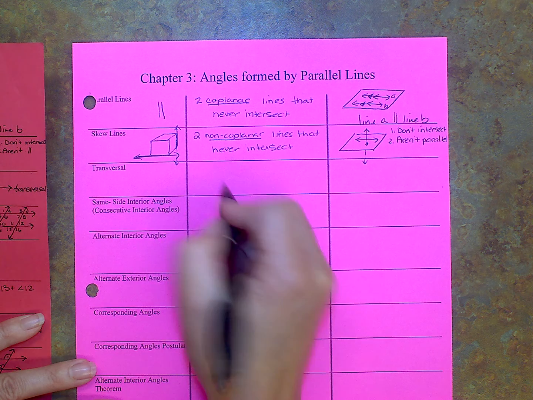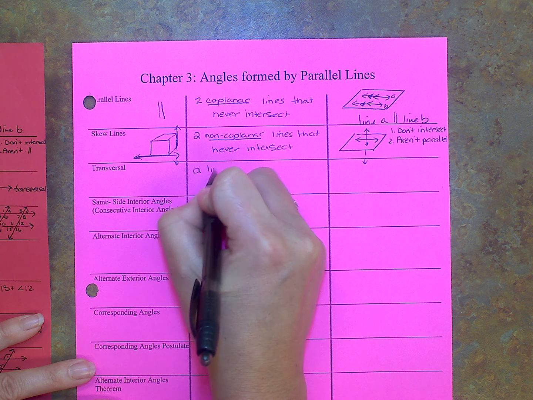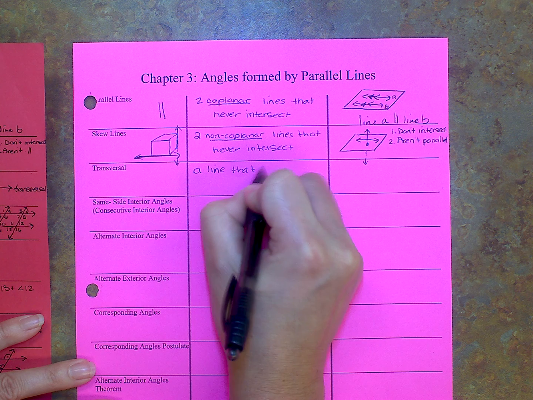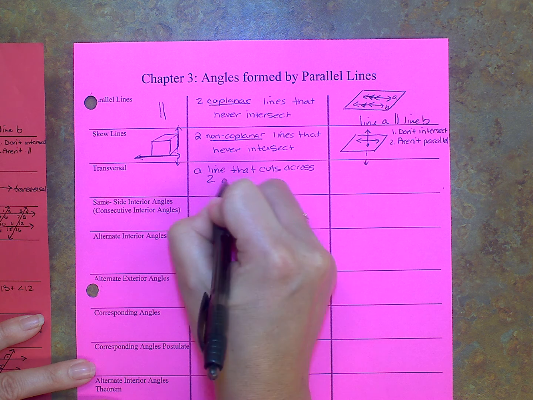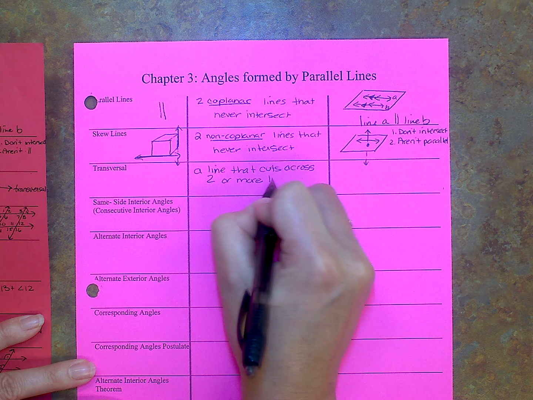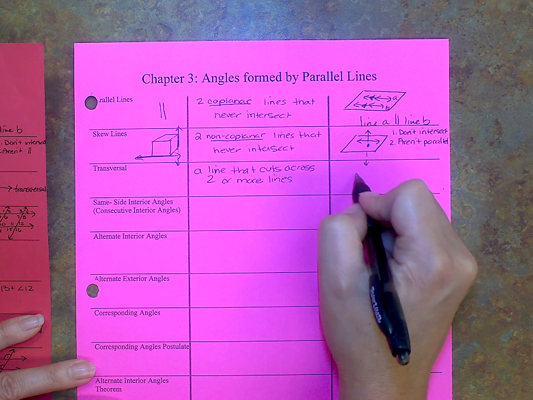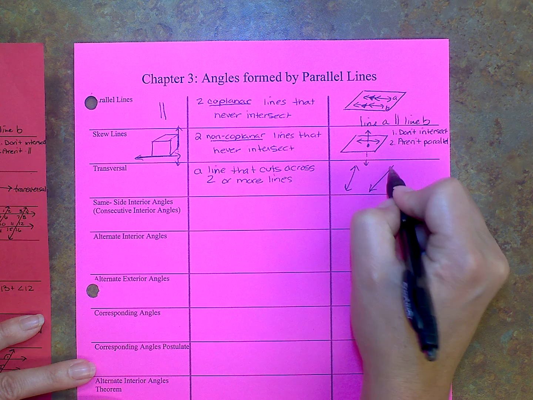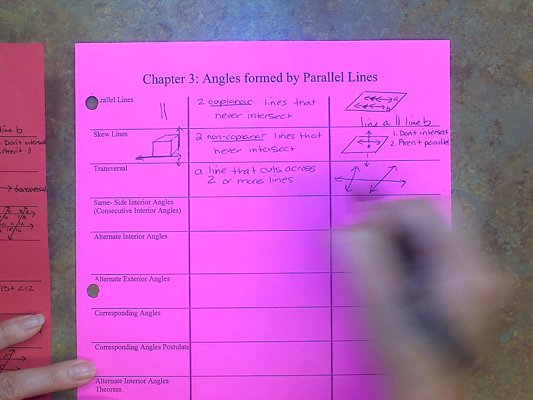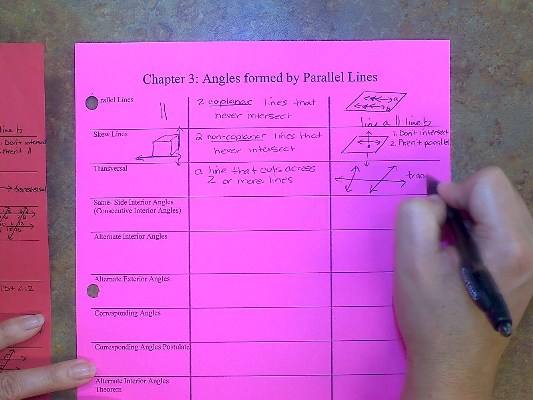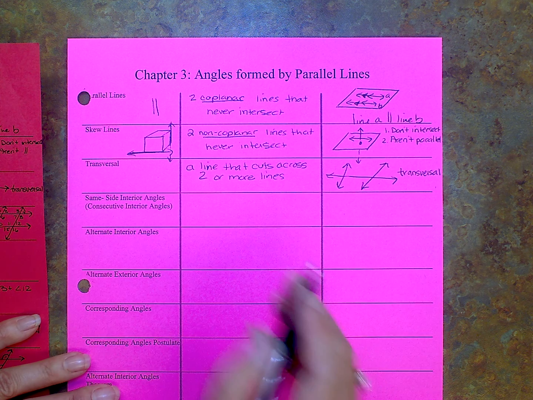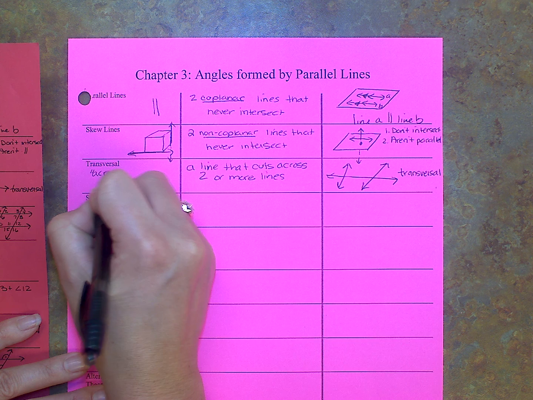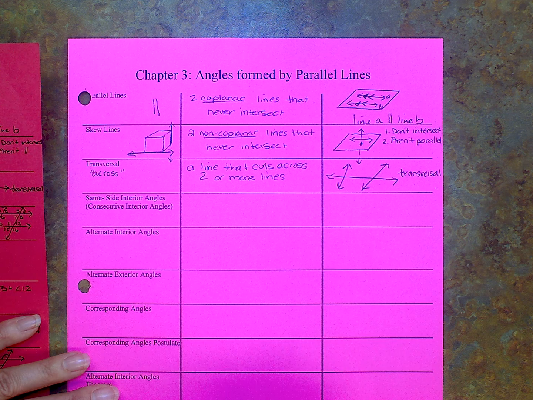A transversal is a line that cuts across two or more lines. So if you had a line here and a line here, and you have a line that cuts across those two lines, that's called a transversal. And remember, trans means across. Just like when we did transitive. So it cuts across two or more lines.